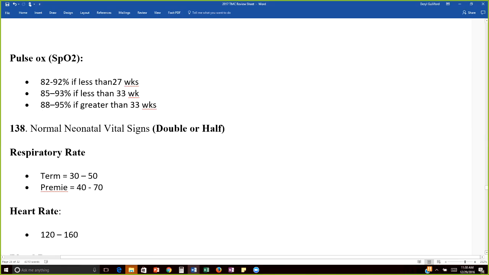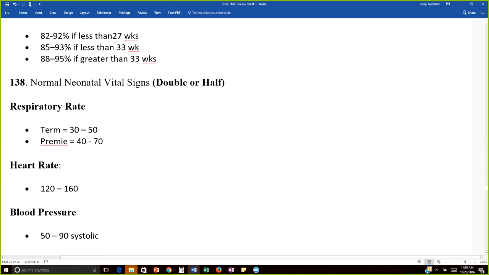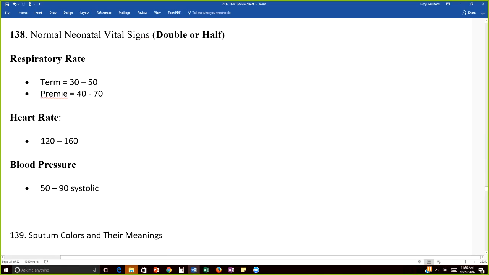Double or half. A great instructor from Kettering taught me that we can say neonatal ventilators, vital signs, double or half. The respiratory rate is about double. The heart rate is about double the adult level. The blood pressure is about half the adult level. Let me leave it there for a minute while you look at that. Neonatal vital signs are about double for respiratory rate and heart rate, and about half for blood pressure as compared with adult.